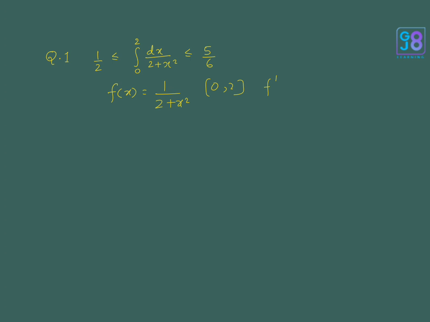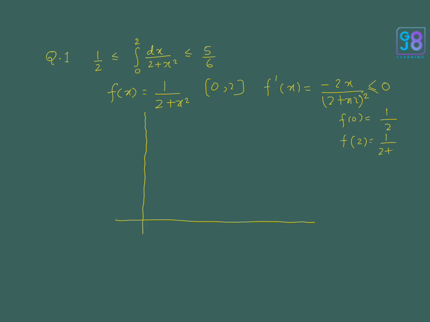As you can see, the value of f dash x is minus 2x over (2 plus x square) whole square, which is less than 0 for all values of x lying between 0 to 2. So we can expect the graph of the function to be a decreasing function. Also, the value of f of 0 is 1 by 2, and the value of f of 2 is 1 over 2 plus 2 square, which is 1 by 6.